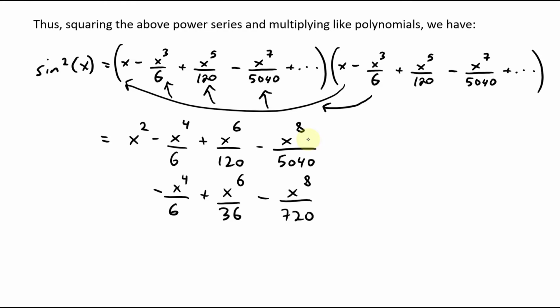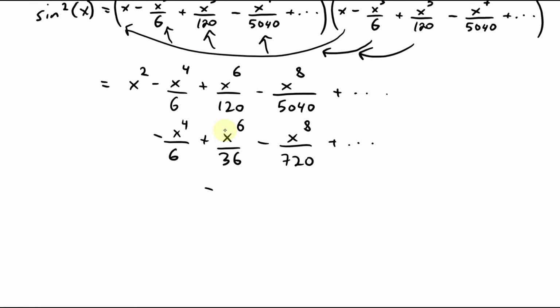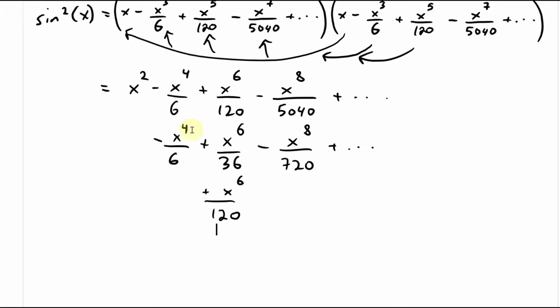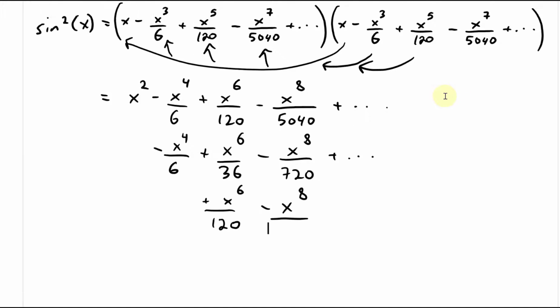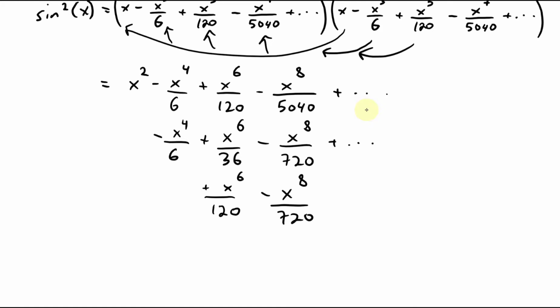And this keeps going on forever. So plus dot dot dot, plus dot dot dot, and goes on and on. Plus or minus, doesn't matter. And then the next one is this right there. So x to the 5 over 120, times x, that becomes x to the 6. So this is going to be plus x to the 6 over 120. And then the next one is this over here. So x to the 5 times negative x cubed, that's going to be negative x to the 8, and then over 6 times 120, that we already know is 720. Like that, and then plus dot dot dot.